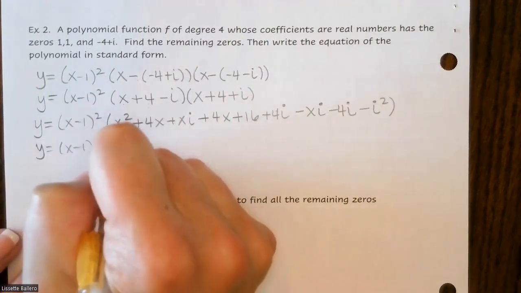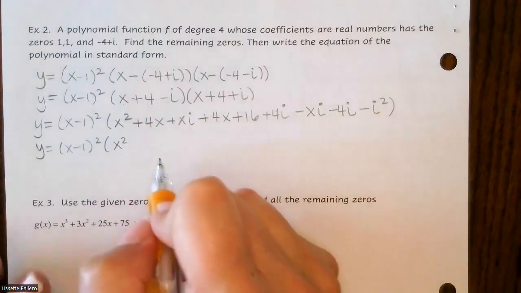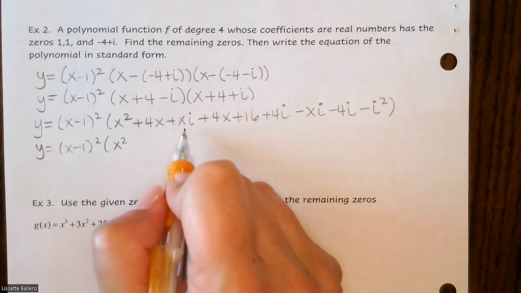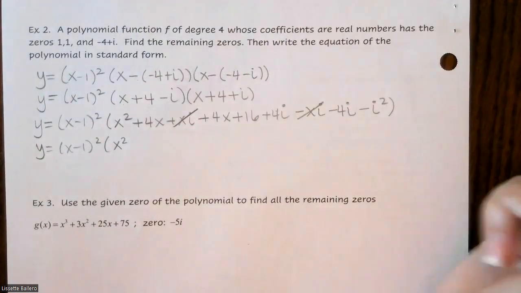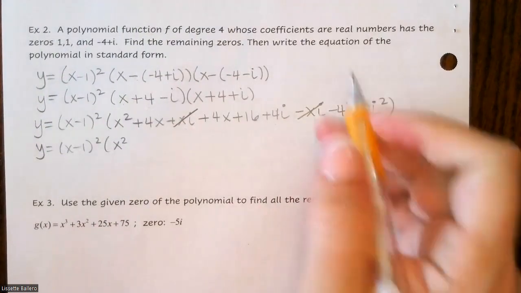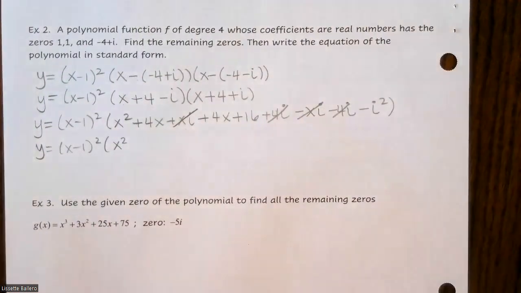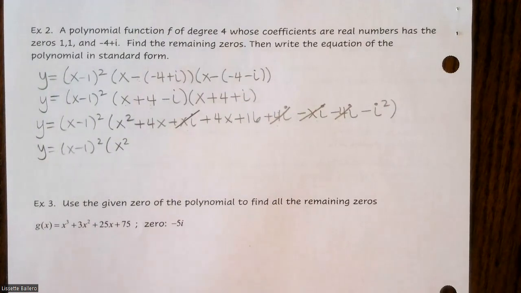We have an xi and a negative xi, so that's going to cancel. We have a 4i and a negative 4i, that's going to cancel. For the most part, those i's are always going to cancel. That's why there's the two signs for them. You're always going to end up with a positive and a negative. Because this comes from real numbers, you're not going to end up with those i's at the end.